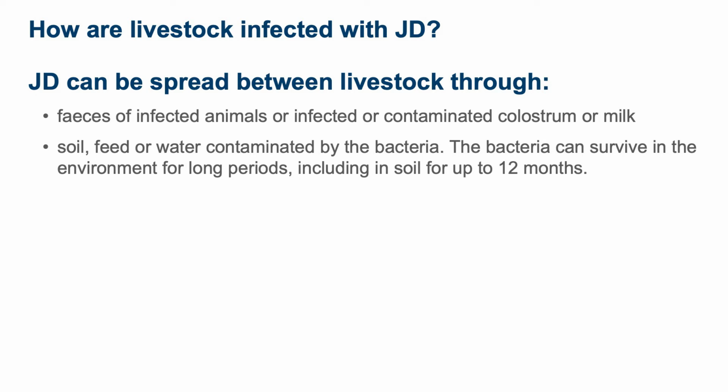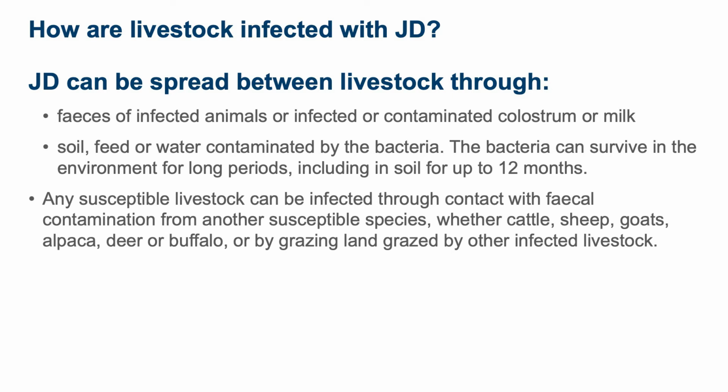As already mentioned, young animals under 12 months of age are the most susceptible to becoming infected, and this typically occurs through suckling udders contaminated with infected feces or by grazing contaminated pasture or feed. Also remember that any susceptible livestock can be infected through contact with fecal contamination from another susceptible species, whether that be cattle, sheep, goats, alpaca, deer, or buffalo, or by grazing land previously grazed by other infected livestock.